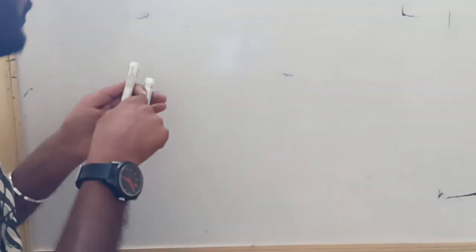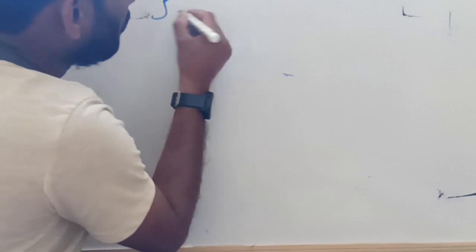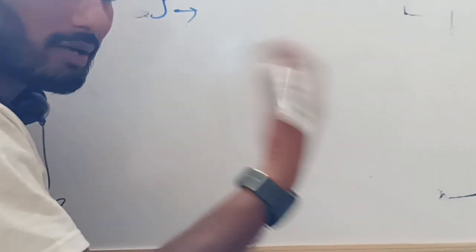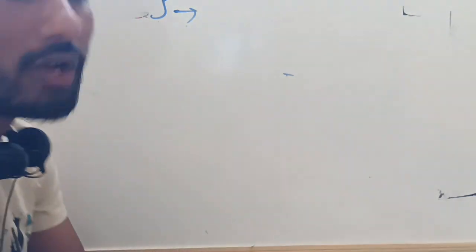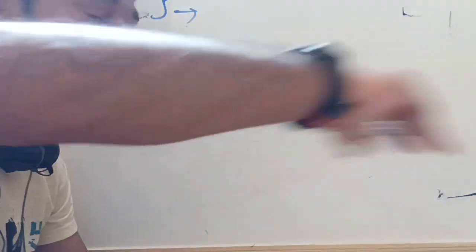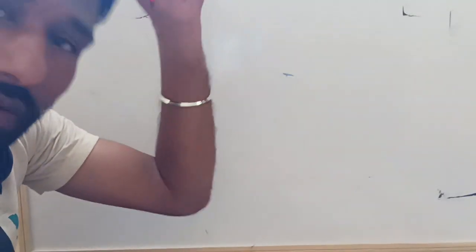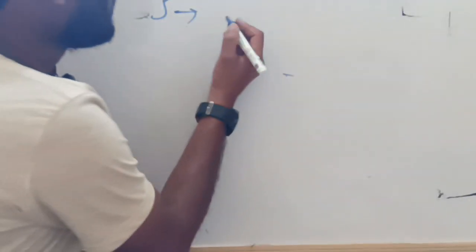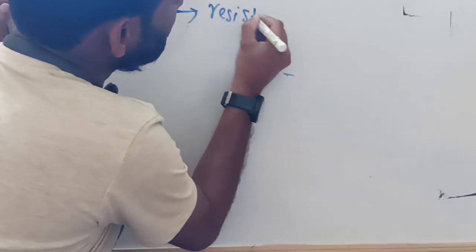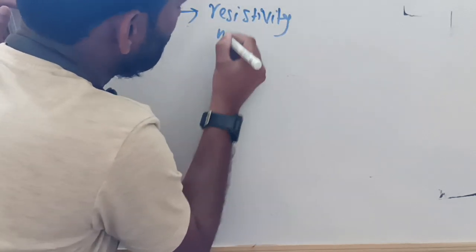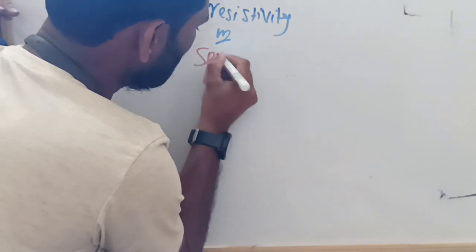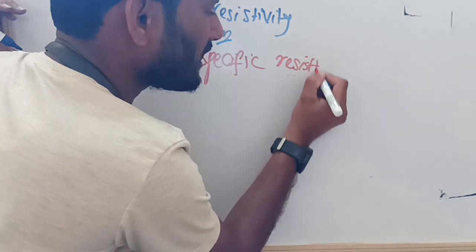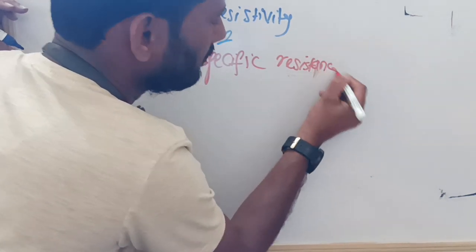So first, resistivity is denoted by the letter rho. What is this resistivity? It doesn't depend upon any dimensions. Sometimes, to confuse you people, they will ask: if the length of the wire is increased twice, what will happen to resistivity? Resistivity will remain the same. It does not change. It doesn't depend on any dimensions. Resistivity or specific resistance, two names are there. The other name is specific resistance.